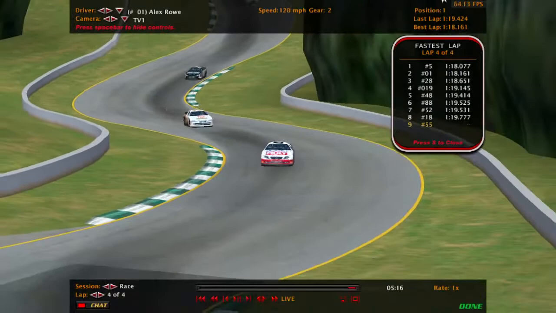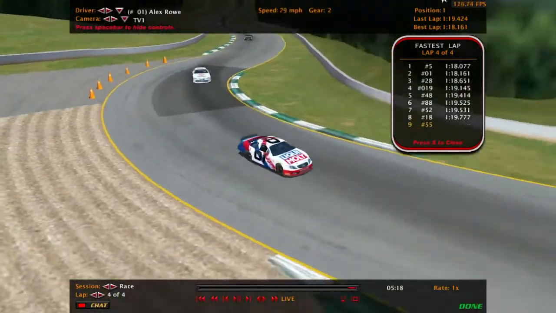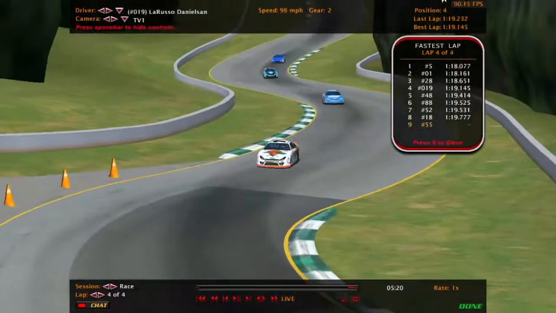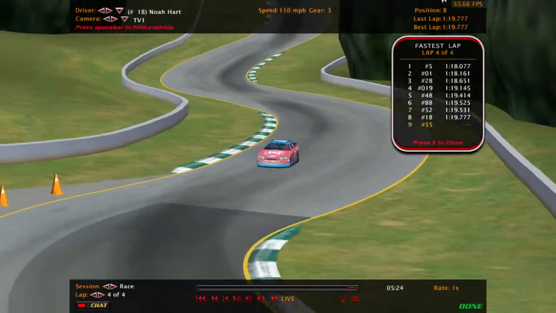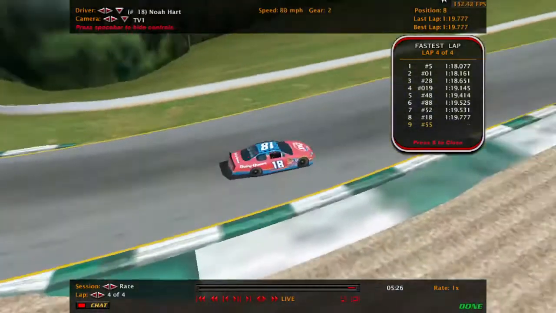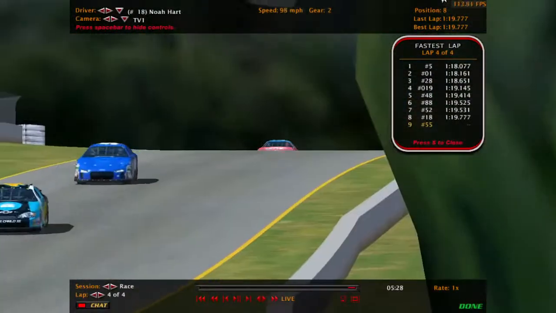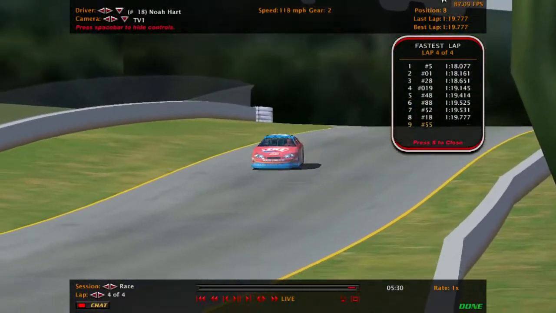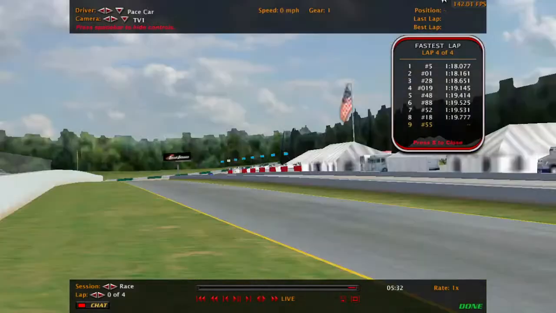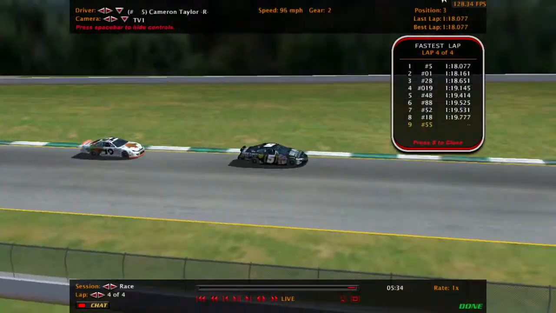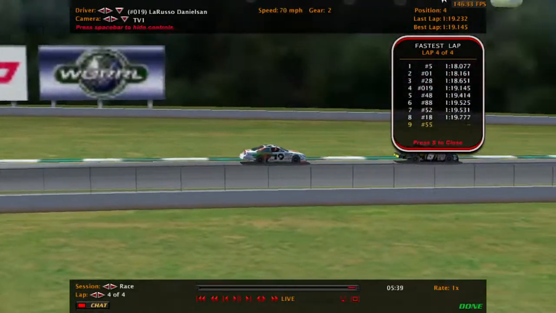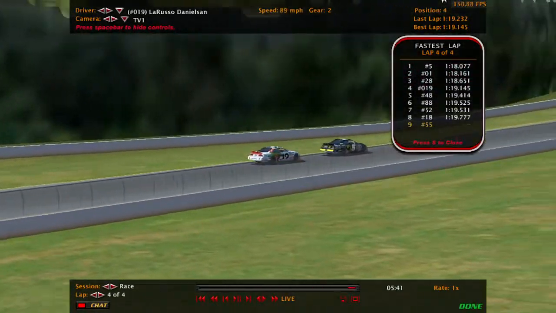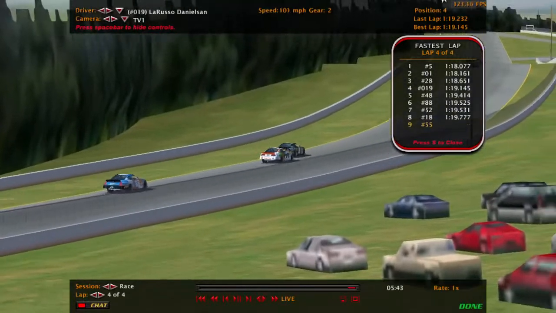Down the hill they go. Up the hill. It looks like this is going to be Rowe's race. It actually looks like it's going to be a fairly calm quali. Noah Hart looks way off the pace. A 19.7 is his fastest lap time. That's not good if you're Noah Hart, especially considering you're almost 2 seconds off the pace of the 5 car, who seems to be struggling this lap because the Miyagi-Do Karate car of LaRusso Danielson has closed in on him. And it looks like he is actually going to get the spot here.